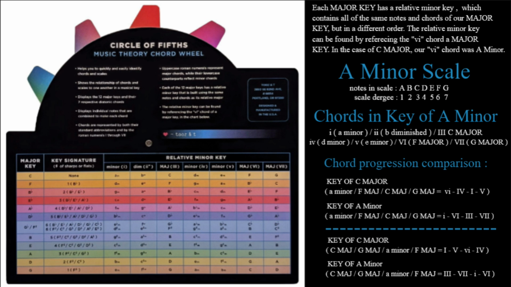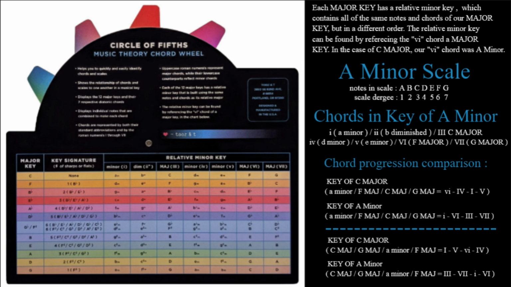So our A minor becomes our 1 chord, our B diminished becomes our 2 chord, our C major becomes our 3 chord, our D minor becomes our 4 chord, our E minor becomes our 5 chord, our F major becomes our 6 chord, and our G major becomes our 7 chord. And that is because although we are starting on a different note, we are retaining the same pattern and the same number of intervals in between notes when we are building our triads.